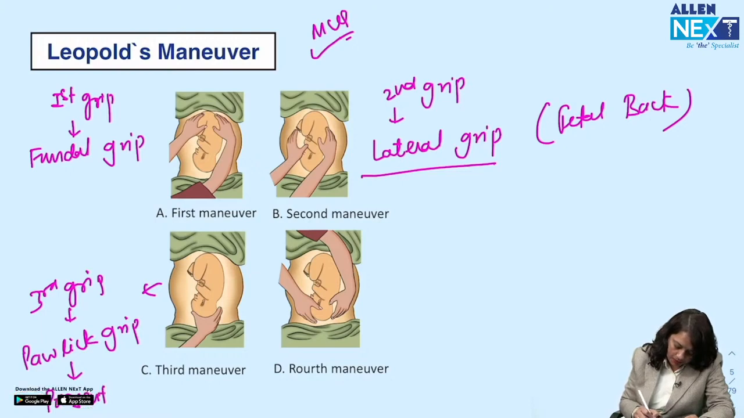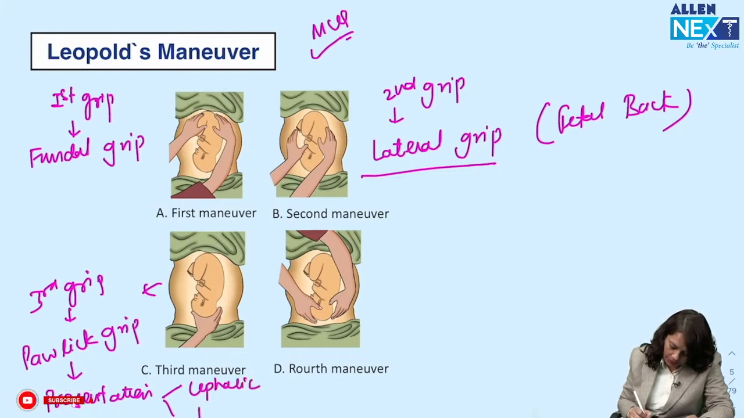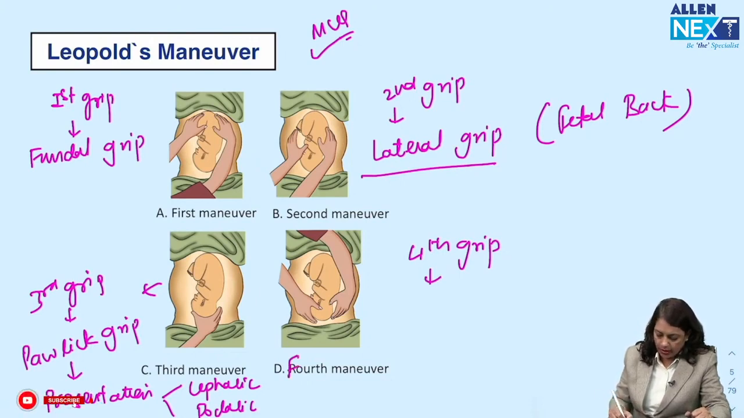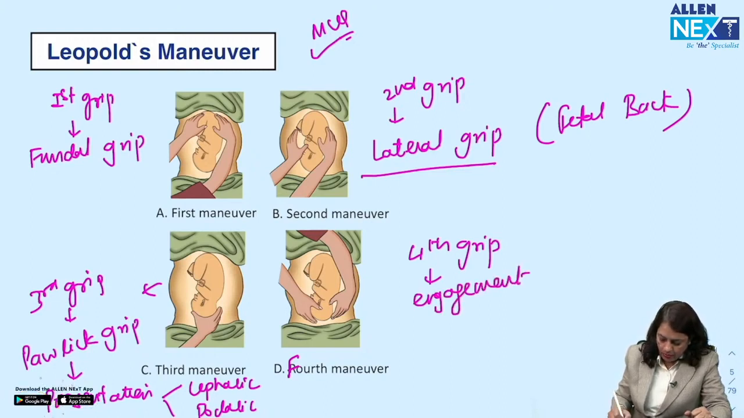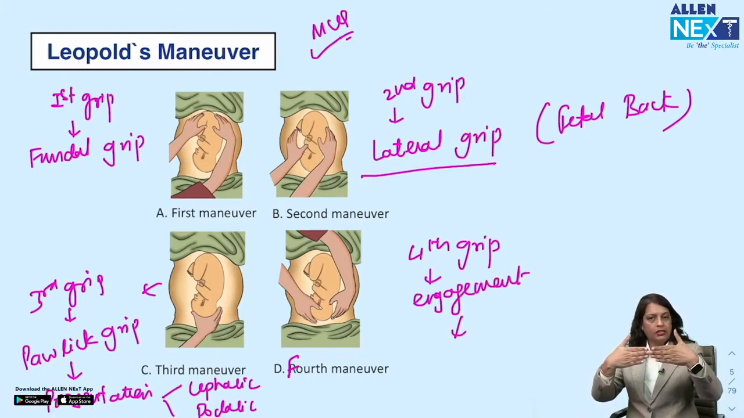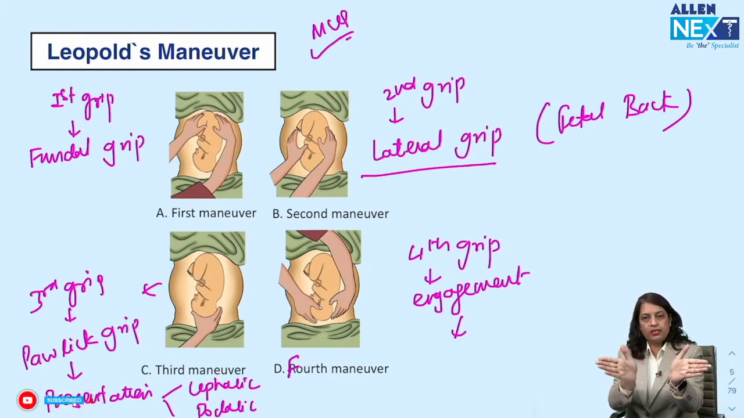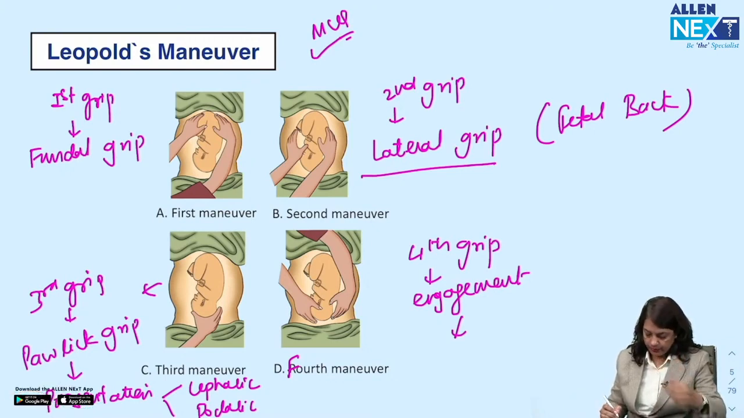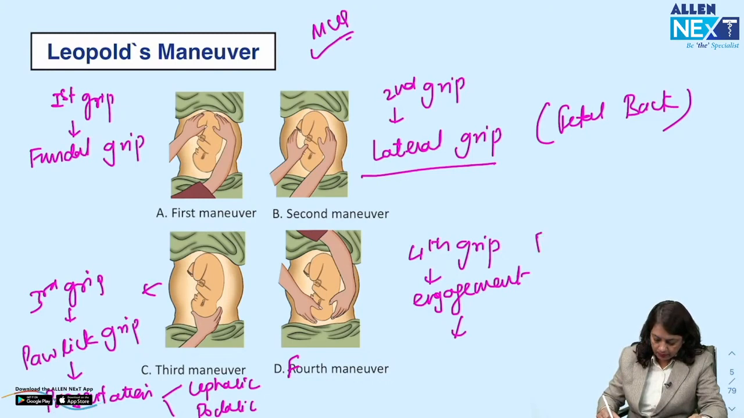This is for presentation. Head presenting, we call it cephalic. Feet presenting, we call it podalic. Then the fourth grip. The fourth grip is for engagement. Okay? If your fingers are converging, that means the head is not engaged. If your fingers are diverging, that means the head is engaged. So this is for engagement, and this grip is called the pelvic grip.